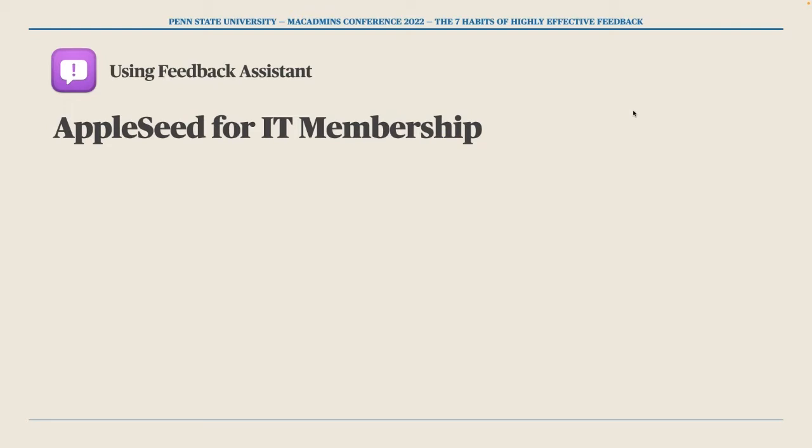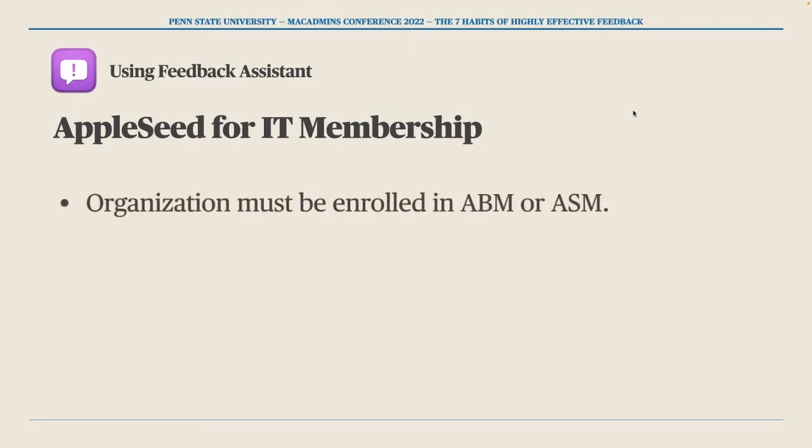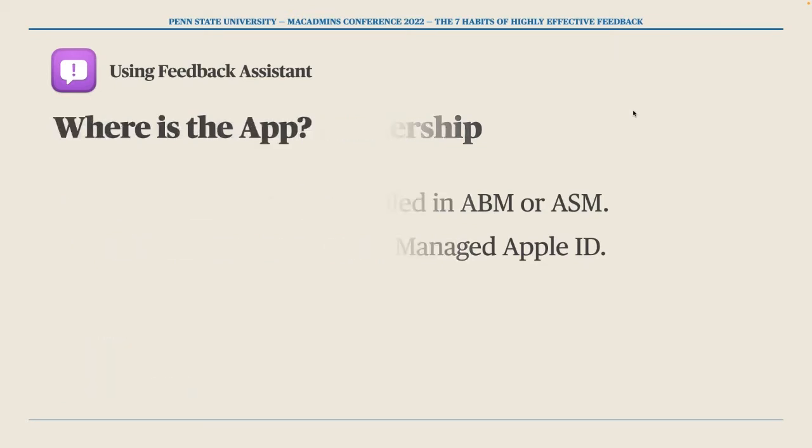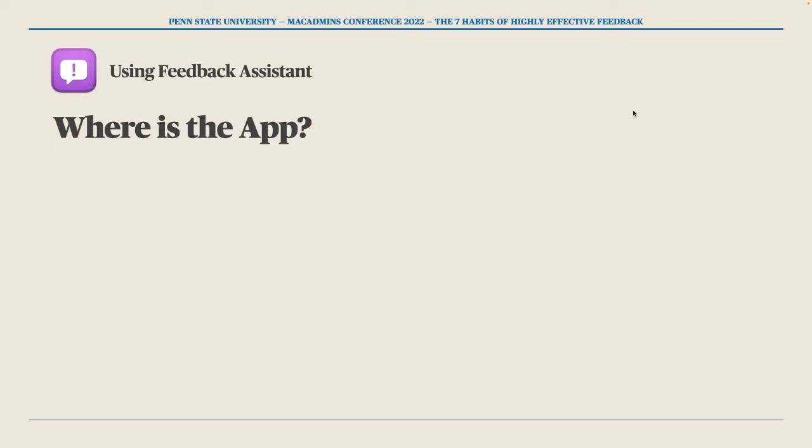Membership in Appleseed for IT has a couple of criteria. First of all, your organization, whether that be a school, a private or public company, or a government institution, must be enrolled in Apple Business Manager or Apple School Manager. And each person that wants to submit feedback must have a managed Apple ID issued through that organization. This is really helpful when you have multiple people submitting feedback for different issues, and they can all be collated under the team, which has more impact when Apple is examining the feedback.